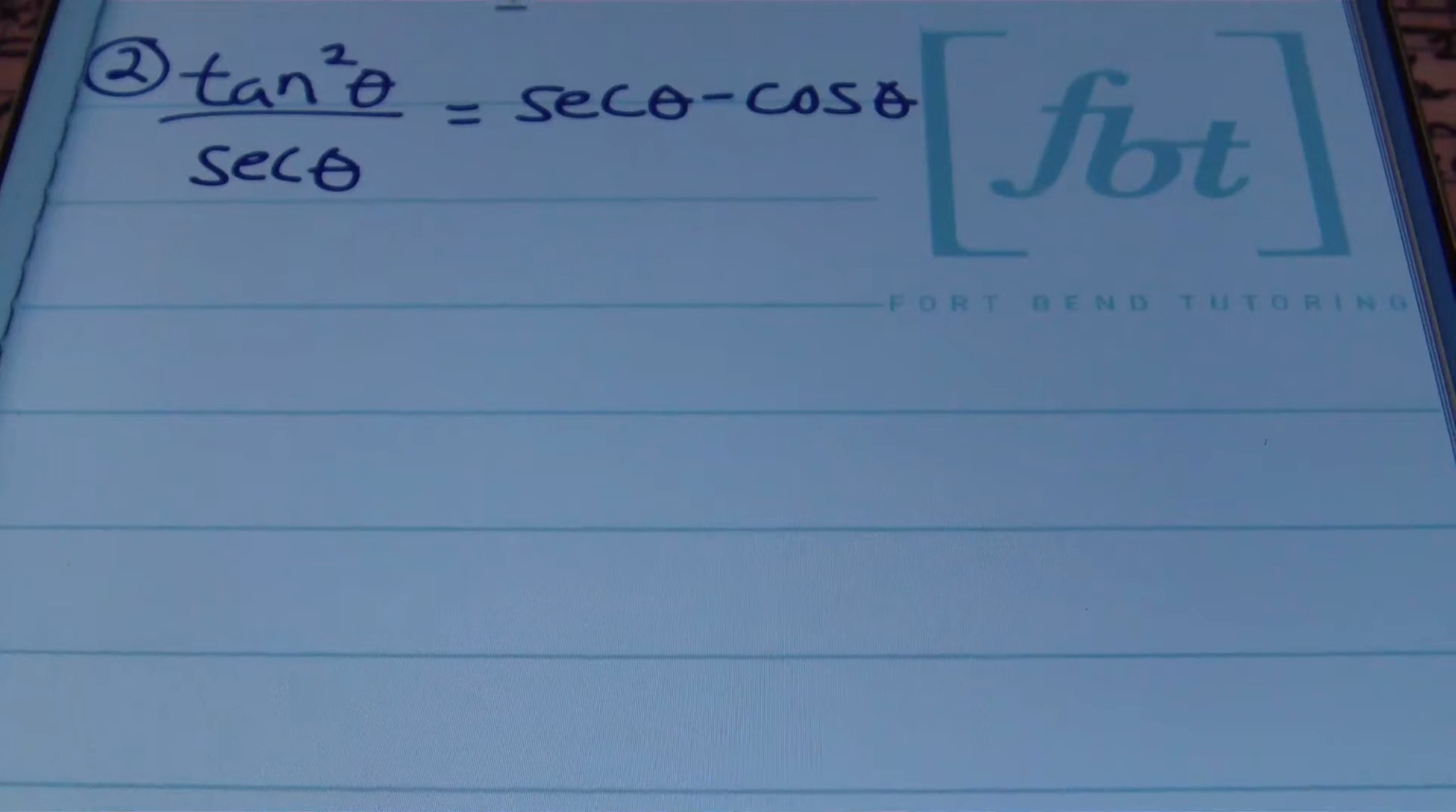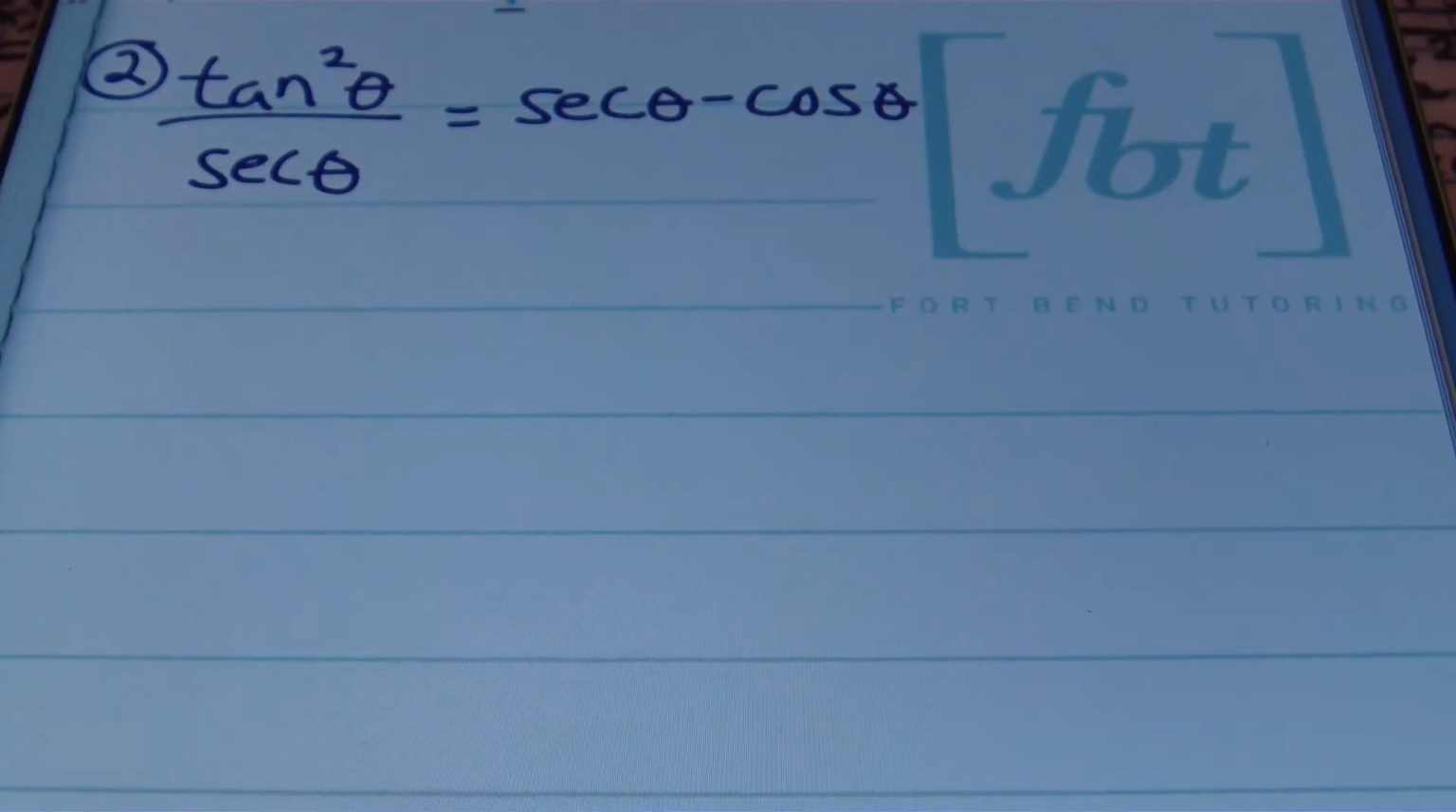All right. In problem number 2, we have tan squared theta divided by secant theta, and that's supposed to equal secant theta minus cosine theta. So the first thing I'm going to do once again is either attack the problem by changing everything into sine and cosine functions, or see if I can identify a trigonometric property that I can use that'll help me break this down into our result that we'll have on the right side, which is secant theta minus cosine theta.